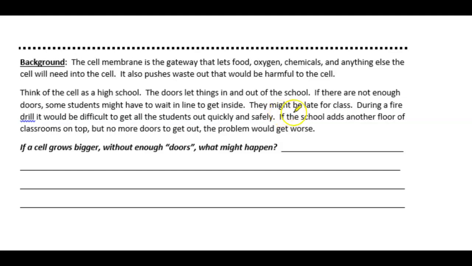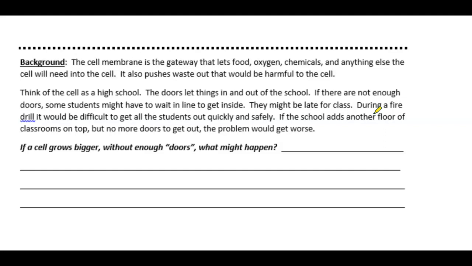Okay, now if the school adds another floor of classrooms on top, so if we build the building up higher, but we do not add any more doors to get out, this problem is going to get worse. It's going to take a lot longer for people from the third floor to get down to second, to get down to first, to get out of the building. Okay, so that's what it would look like for a high school.